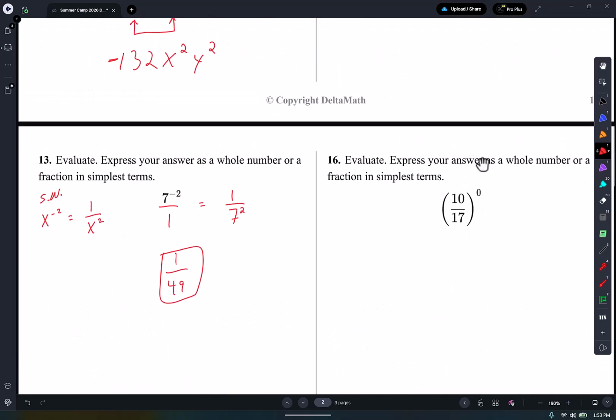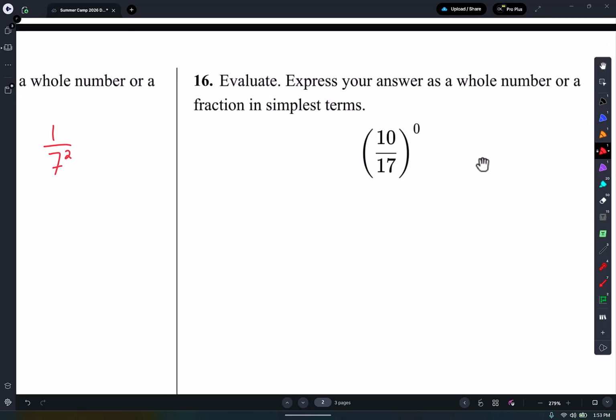Okay. Number 16. Anything raised to the power 0 is 1.